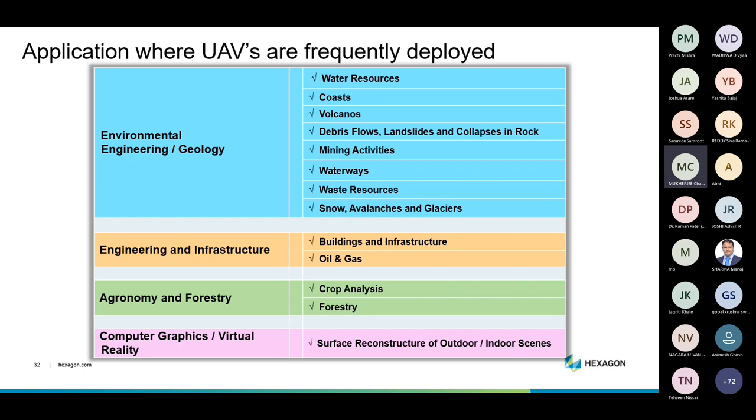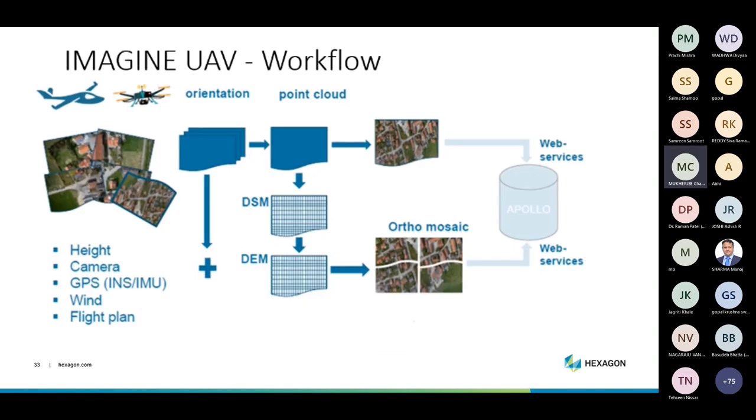Then for agronomy and forestry, crop analysis and forestry cases also use UAVs, especially in forest cases where tracking of wild animals is required and human reach is not possible. In that case also, we can use the UAV data to track the movement of the wild animals. Then for computer graphics and virtual reality, surface reconstruction of outdoor or indoor scenes are also cases where UAVs are used. So these are the different fields where UAV can be used.